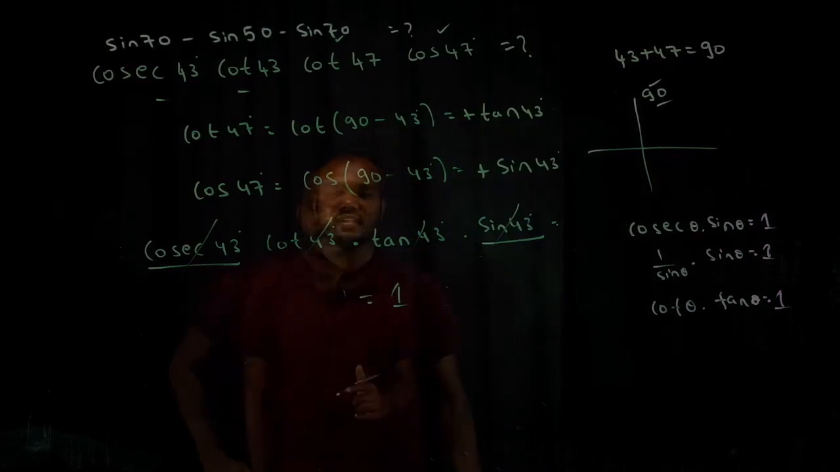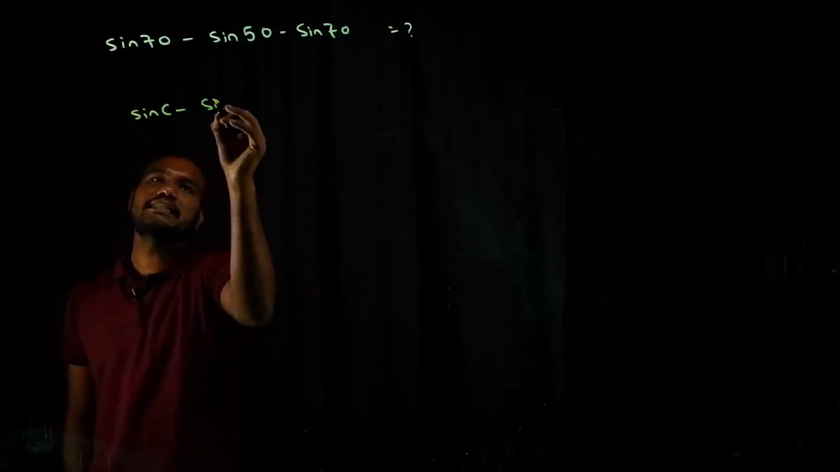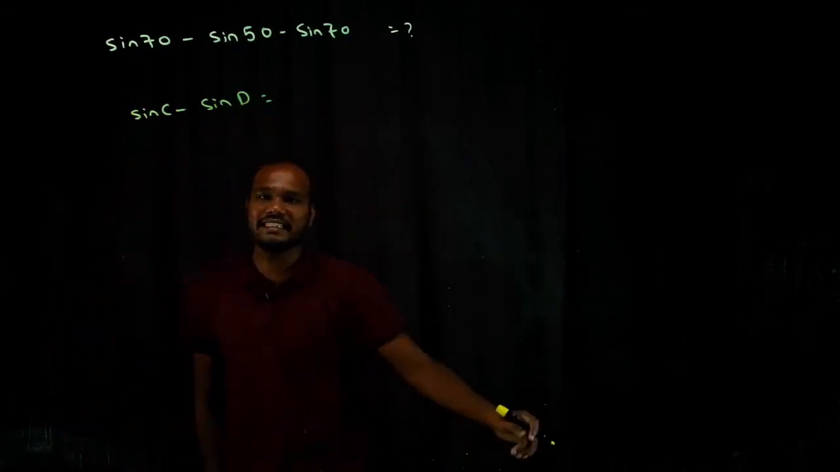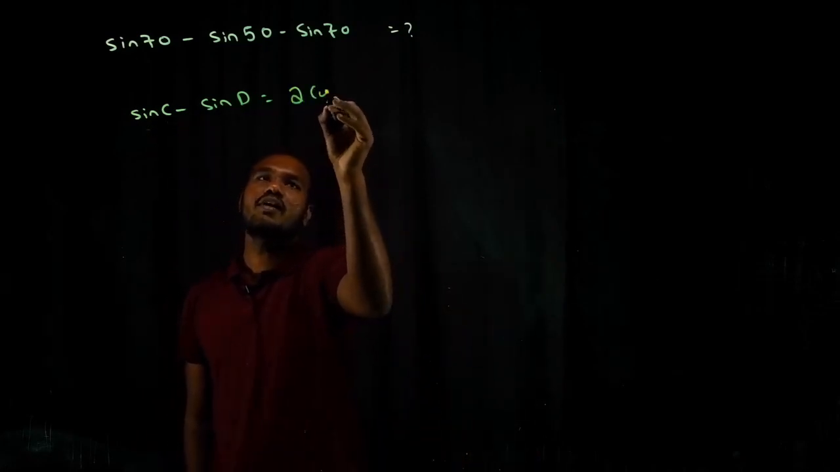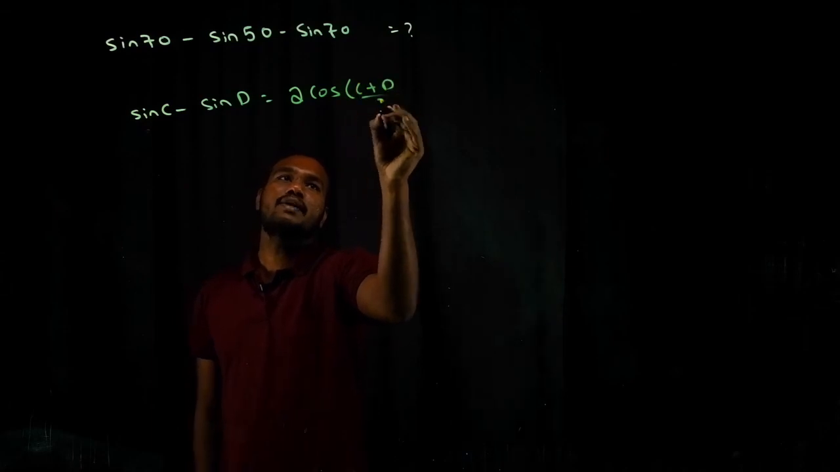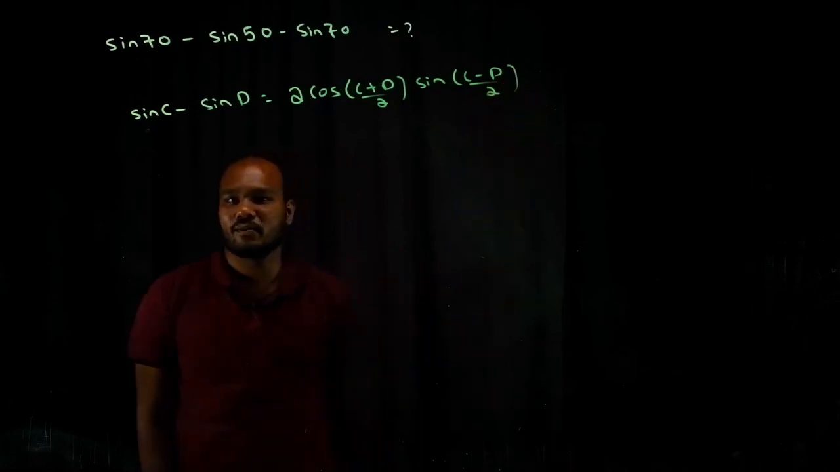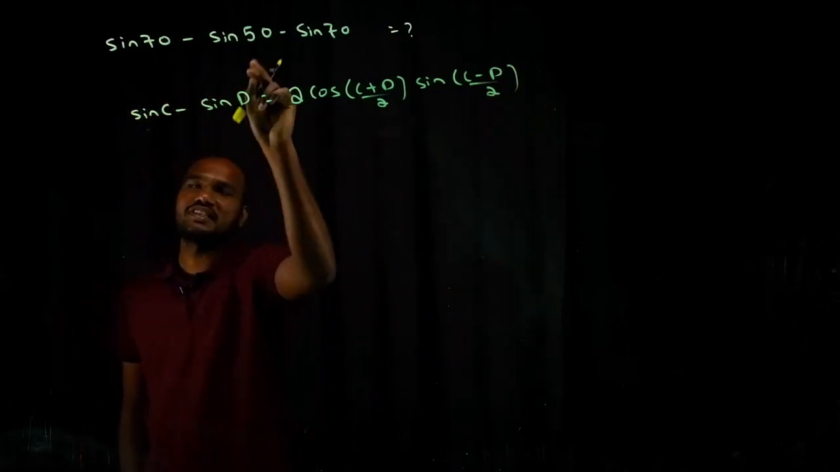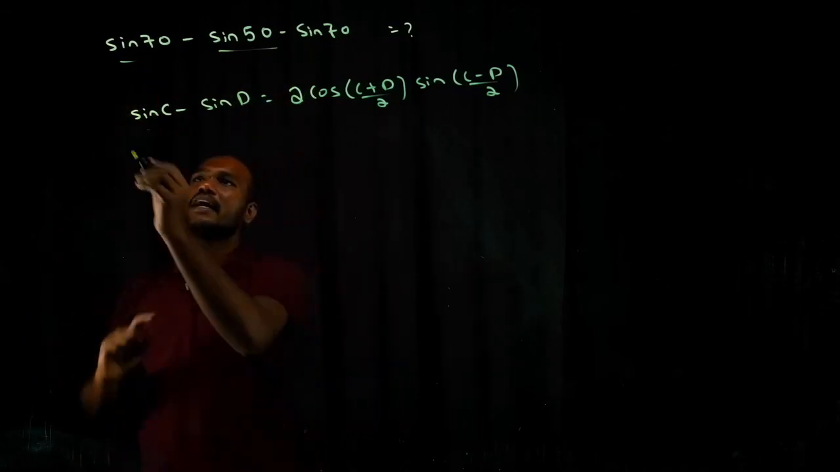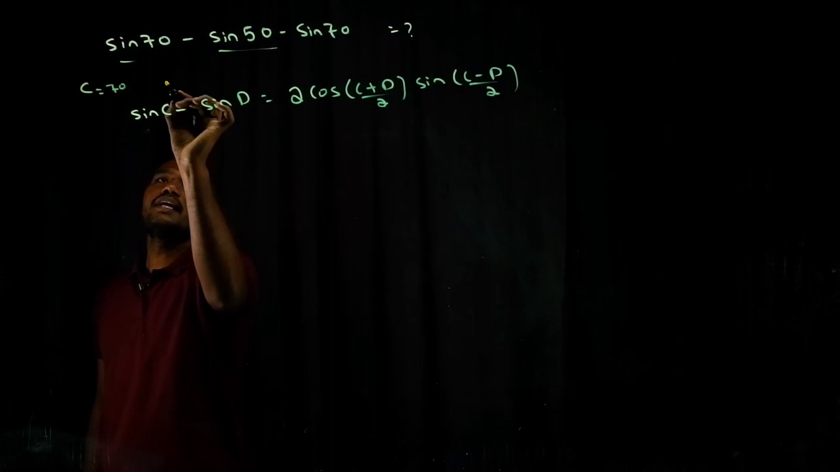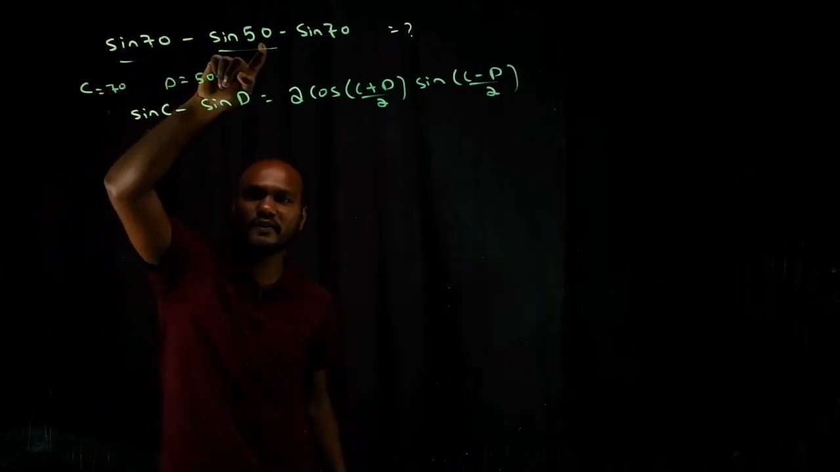Okay? Chal. To solve this, what you need to know is the formula of sin C minus sin D. What is sin C minus sin D? The formula is sin C minus sin D is 2 cos of C plus D by 2 sine of C minus D by 2. This is the formula. Now we'll apply to these two questions. That is sin 70 minus sin 50. In that, C value is what? 70. D value is what? 50 degree. So this C value is 70. D value is 50 degree.